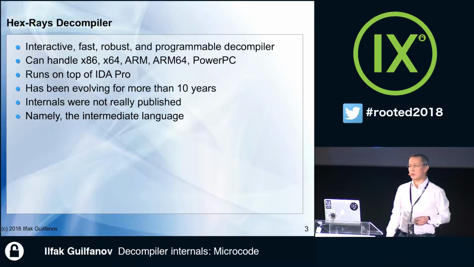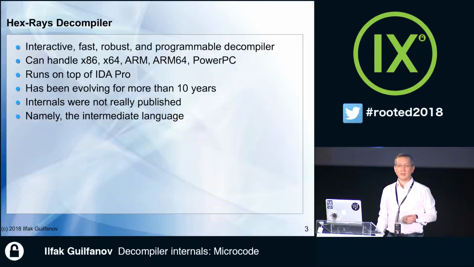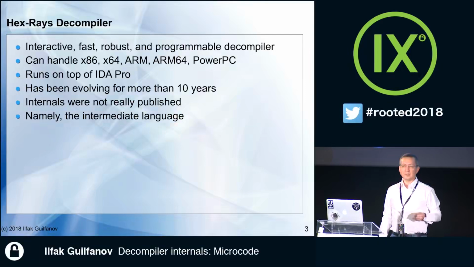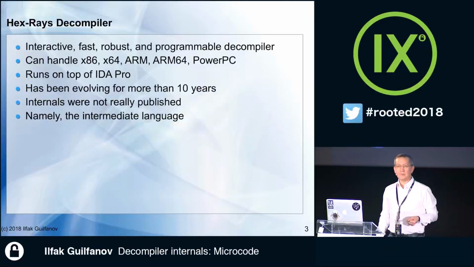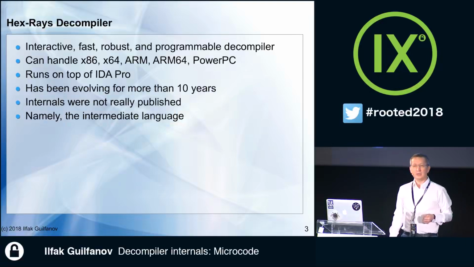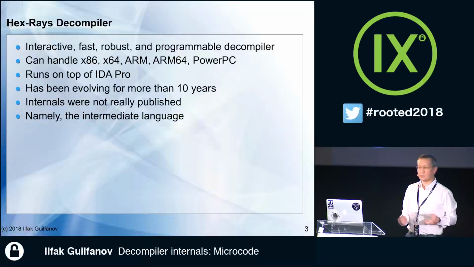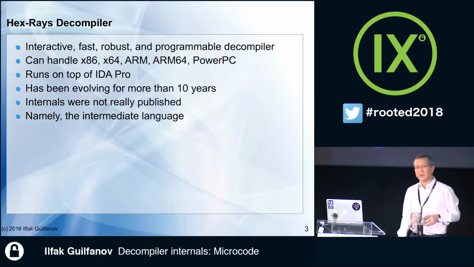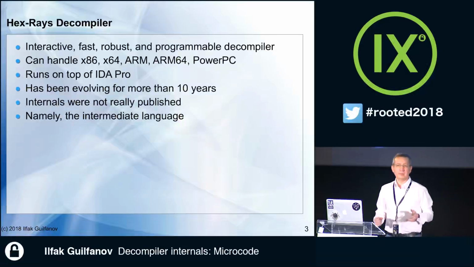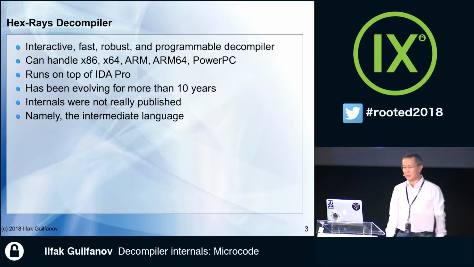I hope that you have heard about our decompiler. It's called Hexrace Decompiler. It can work with binary native code. It's an interactive, very robust, and programmable decompiler. We have had it for 10 years now. It runs on top of IDA Pro, and it can handle not many processors for the moment. We support only x86, 64, and ARM, both bitnesses, and PowerPC. We could add more processors, but so far we feel that it's already good. That's why we don't go further. But maybe in the future we'll add MIPS as well.